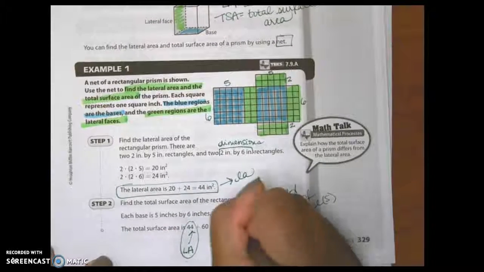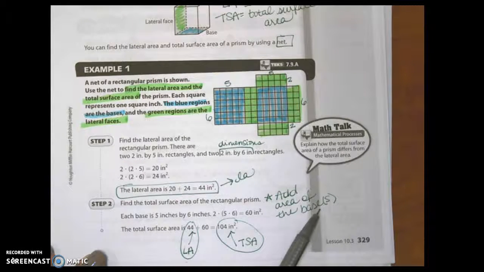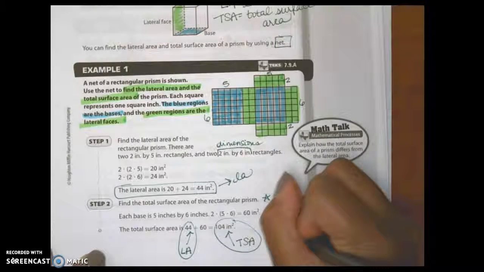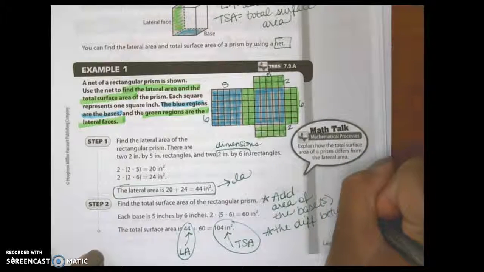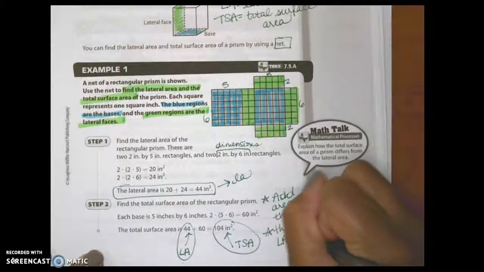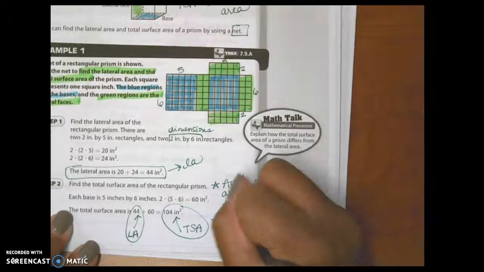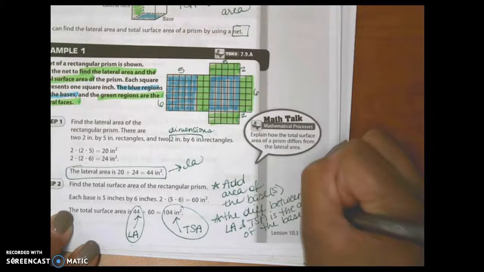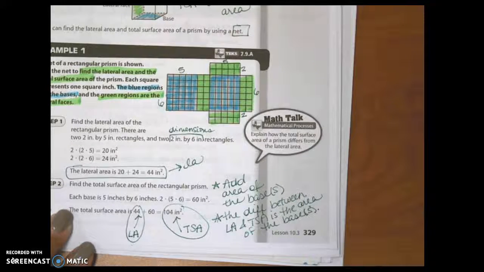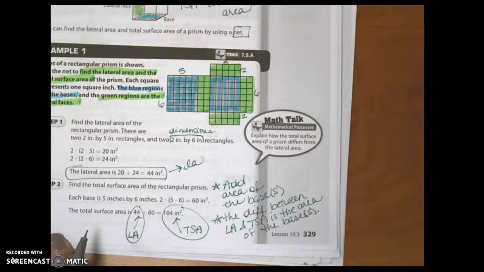Boom. Bam. What is the difference of those two? 60, which is the area of the bases. Okay? Make note of that. The difference between lateral area and total surface area is the area of the bases, or base or bases. 1 base for pyramid, 2 bases for prism.